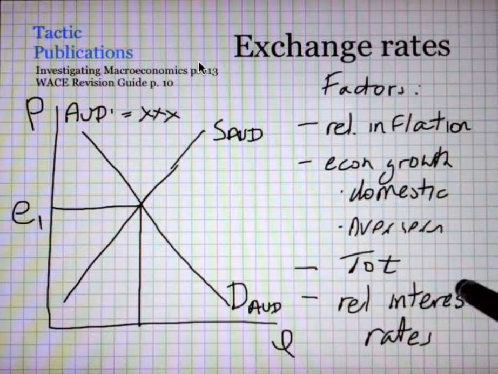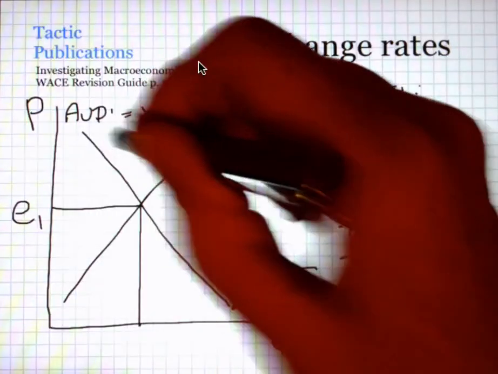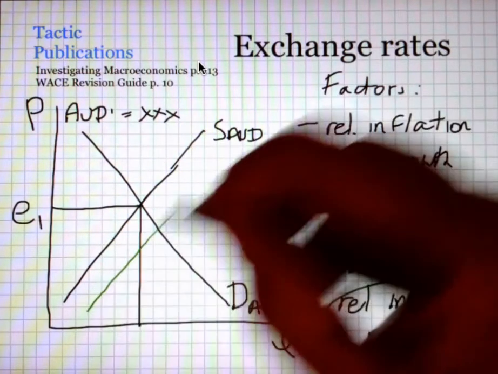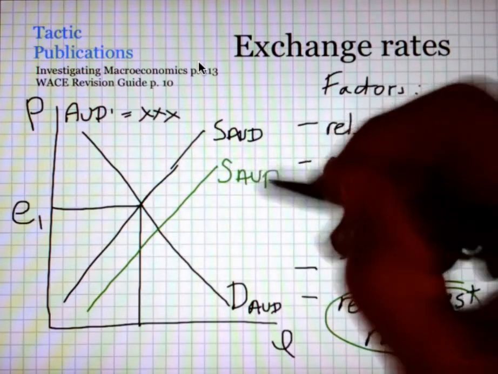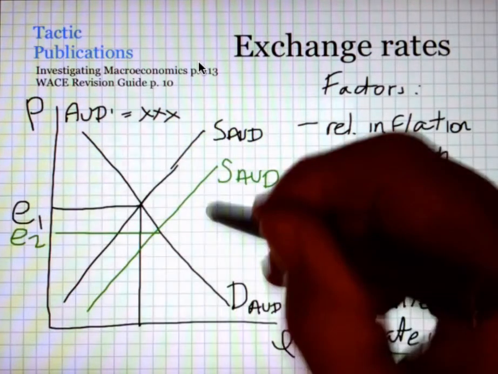Finally, let's imagine what happens if there's a decrease in Australia's interest rates relative to overseas. We'd imagine the exchange rate would depreciate because more Australians would be willing to send currency overseas to earn higher interest rates.